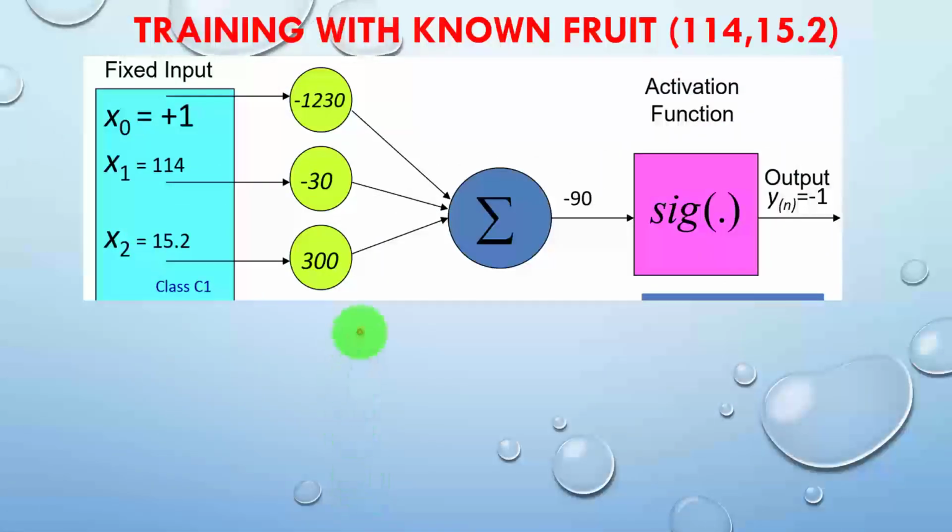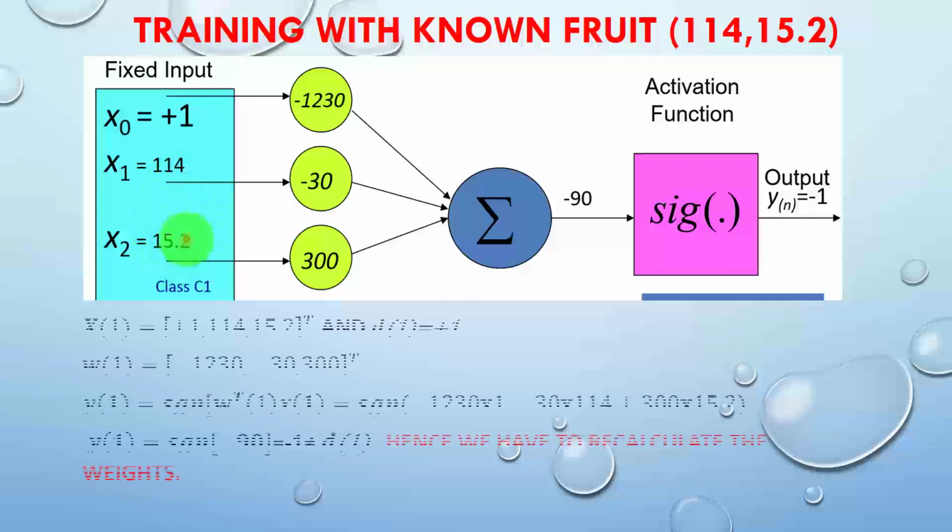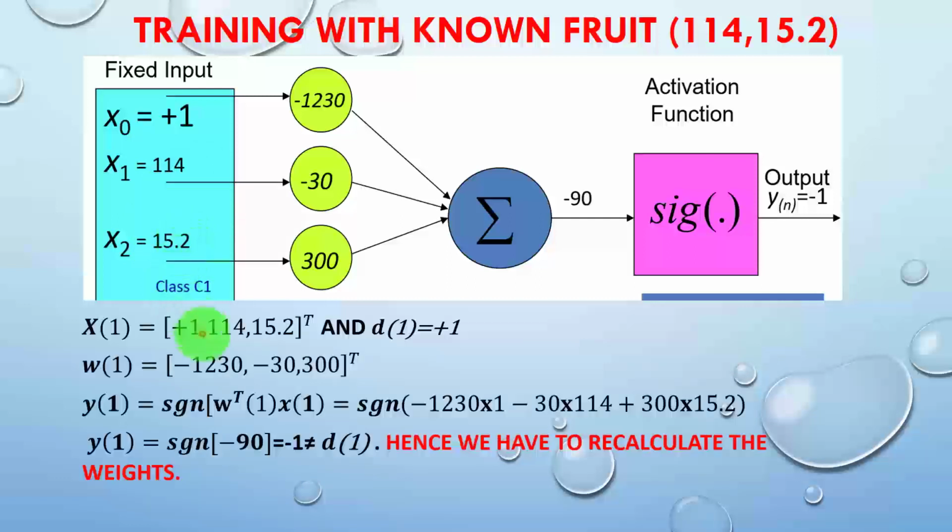So, again, we take the same values, okay? But for another fruit, which is 114 and 15.2. This is the second fruit, okay? Which is supposed actually to be in class C1. Again, we are expecting this fruit, the desired value is +1 because it's in class 1. Let's see if it fulfills the requirement. So again, we substitute the values. Okay, this with this here, and this with this here, and this with this here, and we take the signum function.